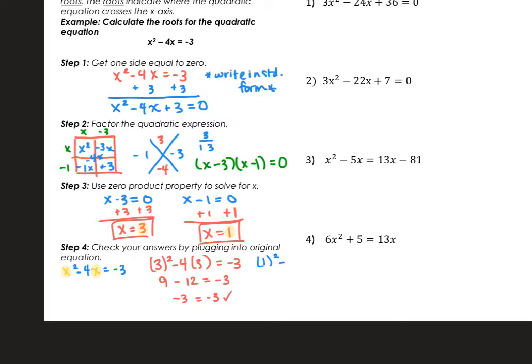1 squared minus 4 times 1, that should equal negative 3. So again, we have 1 squared is 1, and 4 times 1 is 4. And 1 minus 4 is negative 3. So again, I end up with a true statement, so we know that our solution is correct.